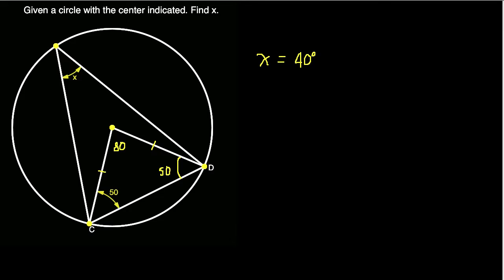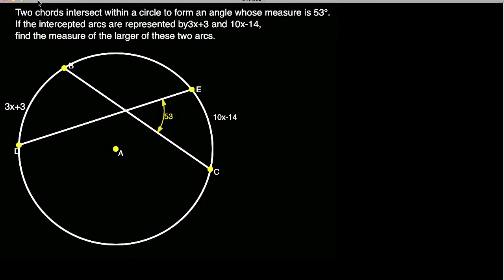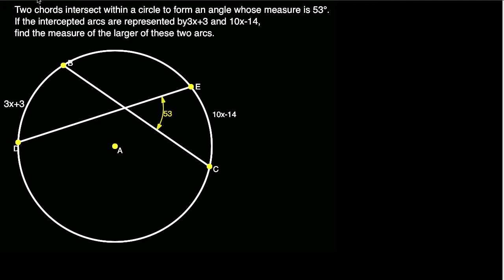Let's look at another problem. Let me pull that problem right up here. There we go. We have two chords intersecting in a circle, and they form this angle right here, which is 53 degrees. And the intercepted arcs, here's one intercepted arc, is 10x minus 14, and the other intercepted arc is 3x plus 3. Now remember that the measure of the intercepted arc is exactly the same as the measure of the central angle that this arc subtends.